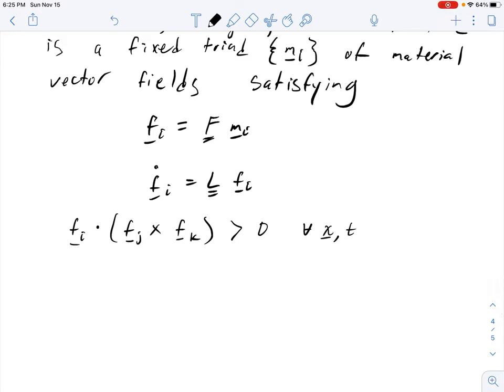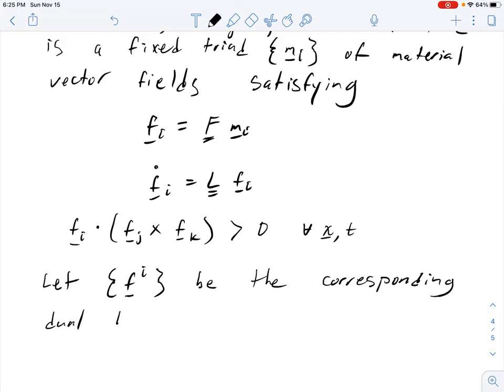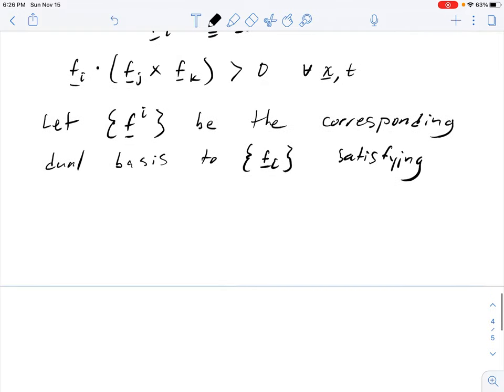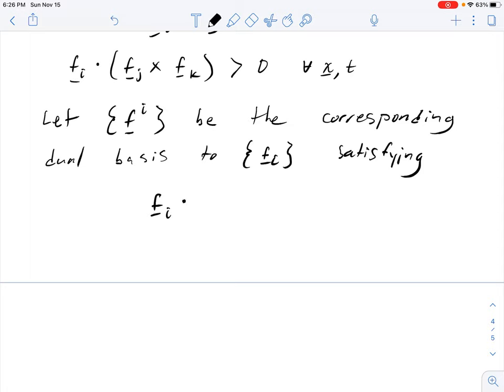All right, we're going to denote F superscript i as the corresponding dual or reciprocal basis. We have an inner product, so it's safe to just call it the reciprocal one and identify that with the dual basis. So F superscript i is the corresponding dual basis to F subscript i, satisfying the familiar relation F subscript i dot F superscript j is equal to delta ij.